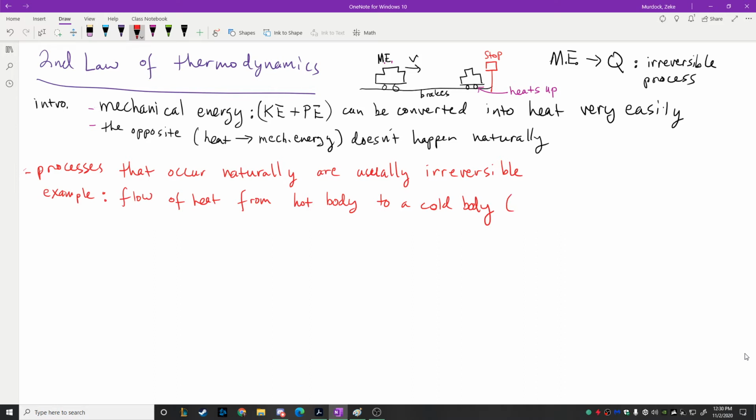That's an example of an irreversible process. And to compare that to reversible processes, a reversible process would be one in which you could convert mechanical energy into heat and then take that heat and convert it back into mechanical energy. A reversible process is kind of an idealization that doesn't really exist.